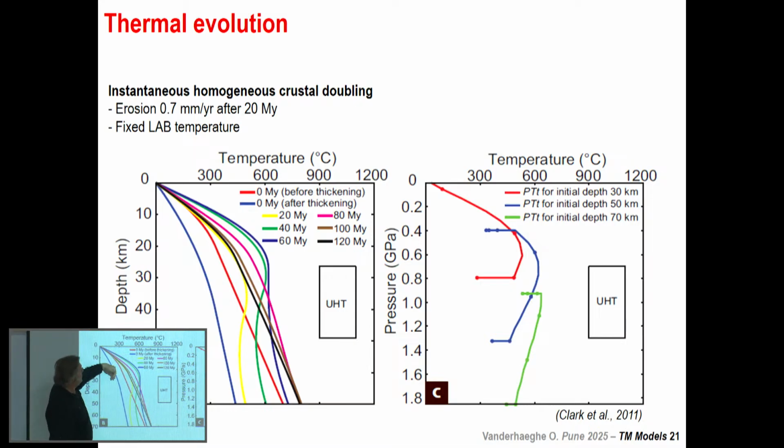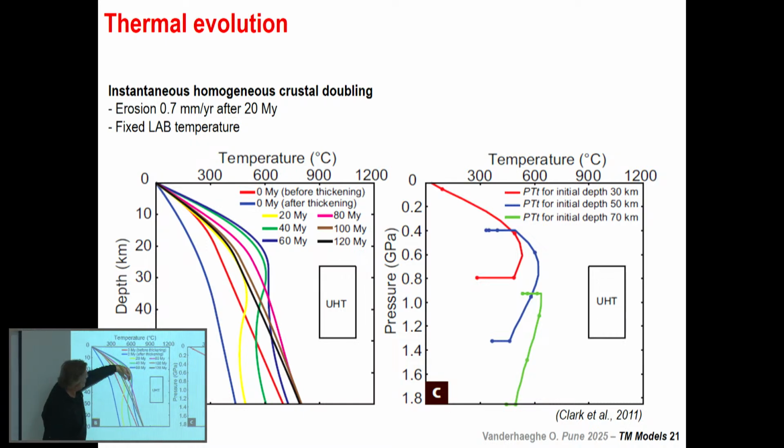But I think the most important one to remember here is the fact that you have first, from red to blue, a decrease in the geothermal gradient, high pressure, low temperature rocks, and then an increase in temperature all the way to 60 million years, and that's the thermal relaxation part. And it takes tens of million years.